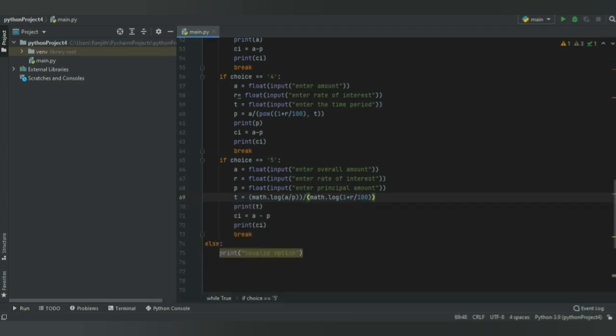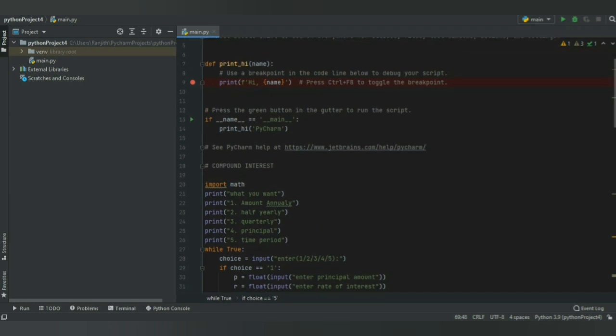Okay, this is the Python program for compound interest. We can change anything. This is the math log function. This log function does not work without import math. It works with import math.